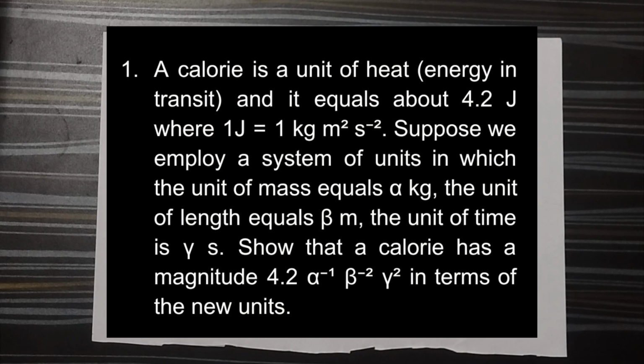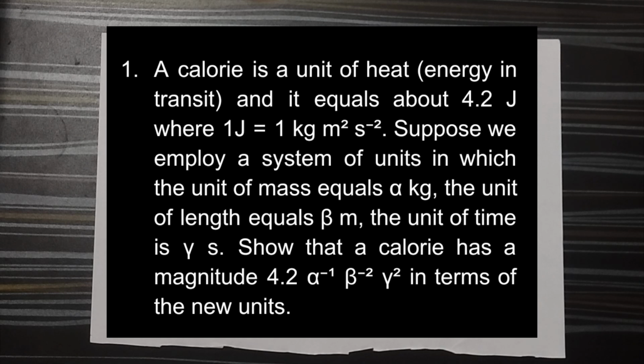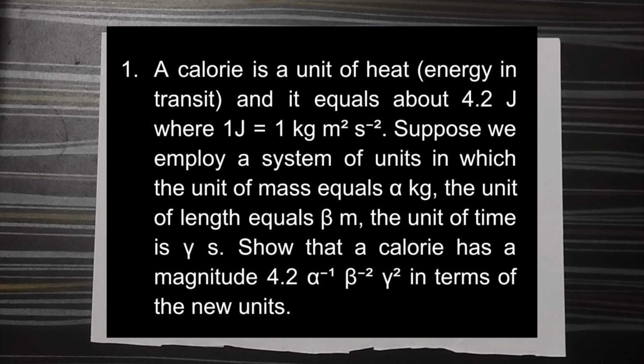A calorie is a unit of heat energy in transit and it equals about 4.2 joule, where 1 joule is 1 kilogram meter square second inverse square. Suppose we employ a system of units in which the new unit of mass equals alpha kg, the unit of length equals beta meter, the unit of time is gamma second. Show that a calorie has the magnitude of 4.2 alpha inverse beta raised to negative 2 gamma square in terms of the new units. Okay, it's a pretty big question, but the answer is quite simple.